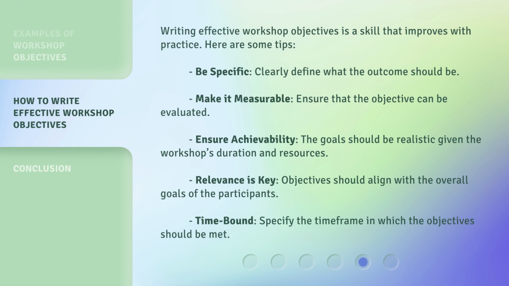Writing effective workshop objectives is a skill that improves with practice. Here are some tips. Be specific. Clearly define what the outcome should be. Make it measurable. Ensure that the objective can be evaluated. Ensure achievability. The goals should be realistic given the workshop's duration and resources. Relevance is key. Objectives should align with the overall goals of the participants. Time-bound. Specify the time frame in which the objectives should be met.